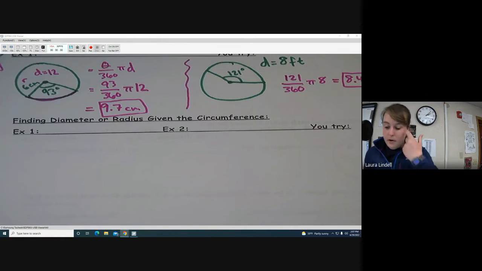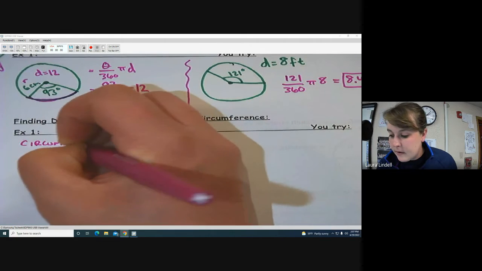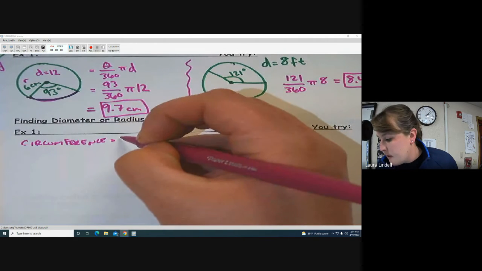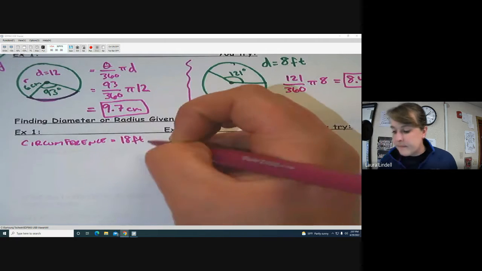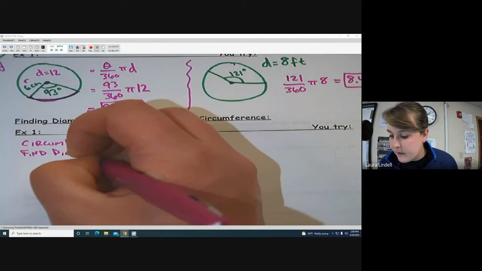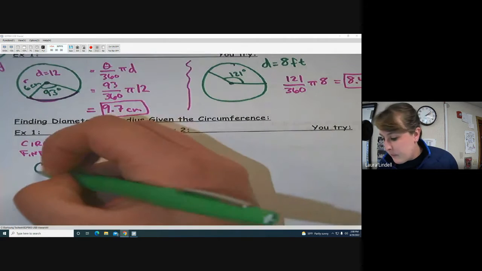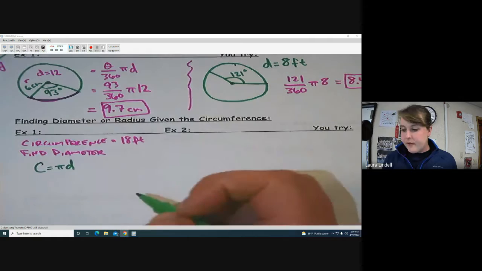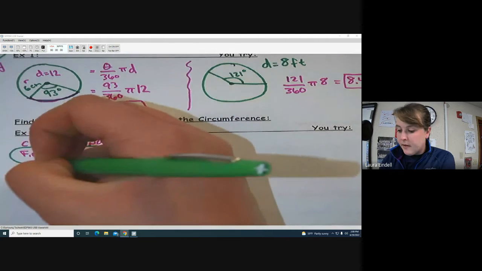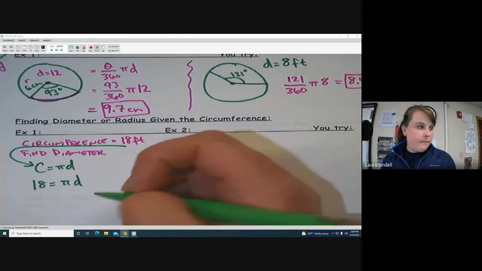So on our first example here, we're going to be told that the circumference is 18 feet. And we want to find diameter. All right. So we know that circumference equals pi times diameter. So I'm going to go and plug in 18, the circumference, for C. So we have 18 equals pi times diameter.